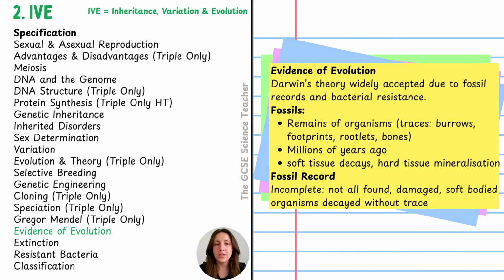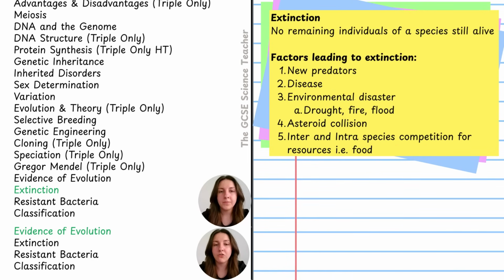Fossils are remains of organisms or traces in burrows, footprints, rootlets, and bones. And this is when, over millions of years, soft tissues of those organisms decayed and they were hardened in mineralization and are preserved. Fossil records are actually incomplete because not all of them are found. Some have been damaged, and soft-bodied organisms have decayed without a trace.